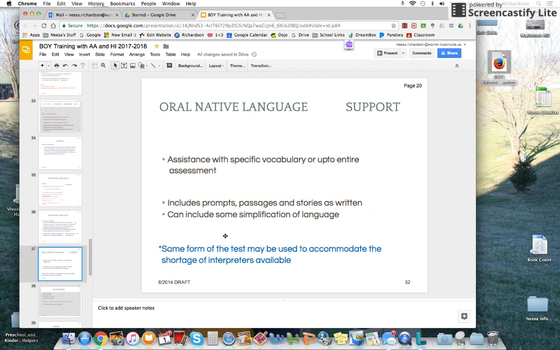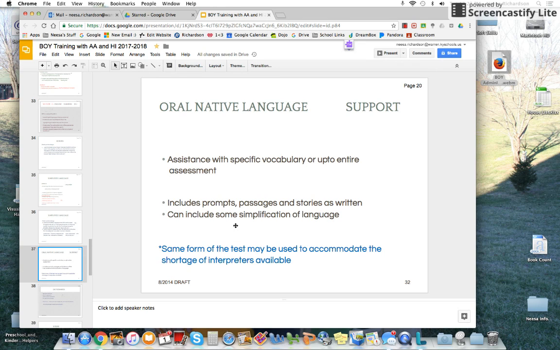Oral native language support is something that we mostly use throughout the year and not on state assessment. That would be assisted primarily because we don't have a lot of people who speak the native language. But we use this sometimes. Maybe you have a student who speaks the same language as a student who just moved in from Japan, and so they may support one another.